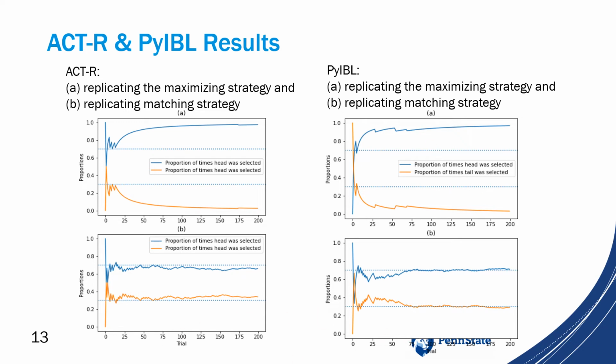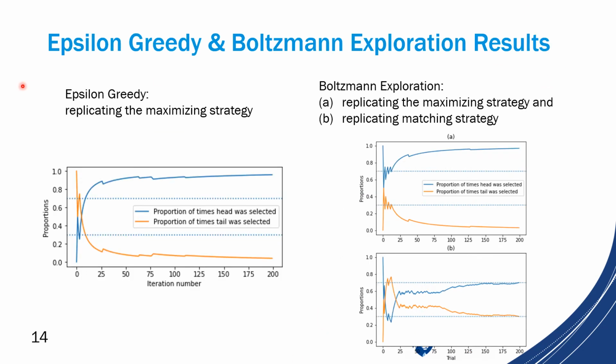Now here are the results of Epsilon Greedy and Boltzmann. As you can see here, the Epsilon Greedy is only capable of replicating the maximizing strategy. However, Boltzmann, just like ACT-R and PyBLE, is capable of replicating both maximizing and matching. Again, it needs the right set of parameters to be able to replicate each.